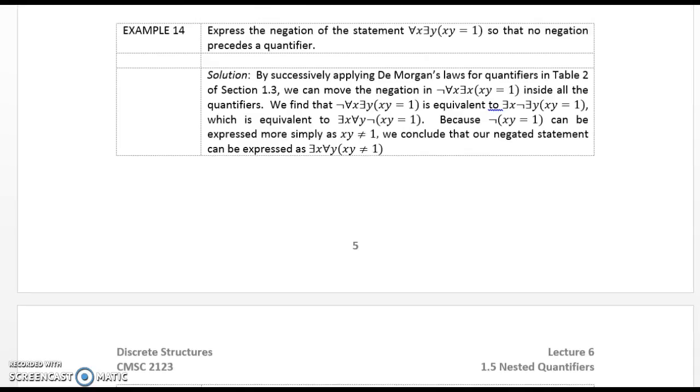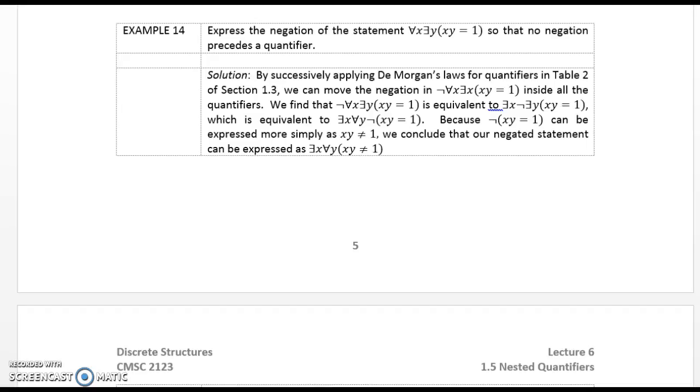Express the negation of the statement, for all x there exists y, x y equals 1, so that no negation precedes a quantifier. Solution. By successively applying De Morgan's laws for quantifiers in Table 2 of Section 1.3, we can move the negation, the complement of for all x there exists y, x y equals 1, inside the quantifiers.